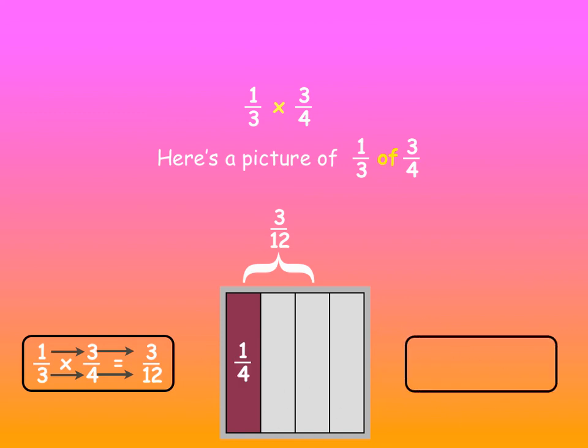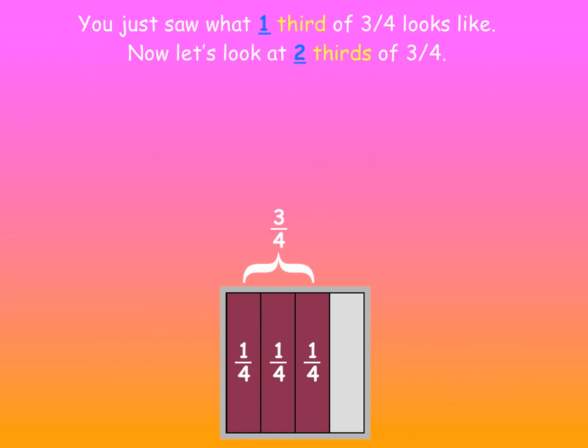So does that mean that 3/12 is the same as 1/4? Yes, it does. Let's reduce. 3/12 divided by 3 divided by 3. We're going to reduce again by dividing. So 3 divided by 3 is 1, and 12 divided by 3 is 4. There you go, 1/4. 3/12 does equal 1/4. You just saw what 1/3 of 3/4 looks like.